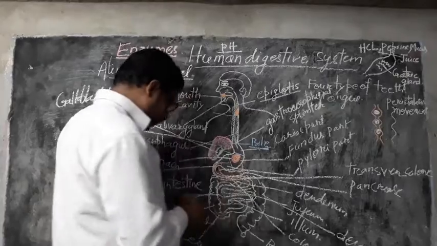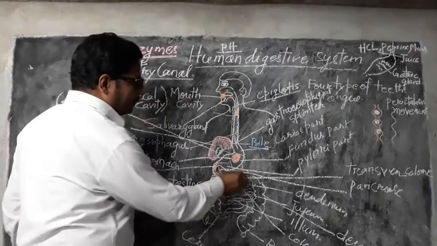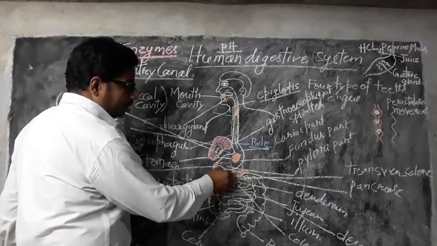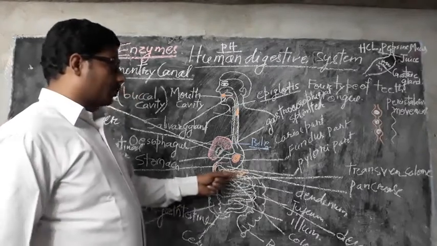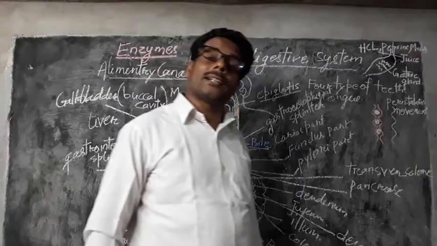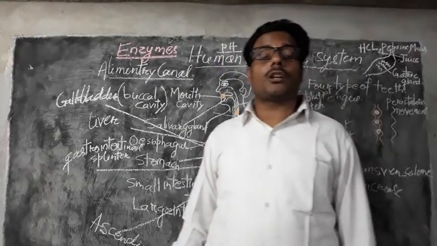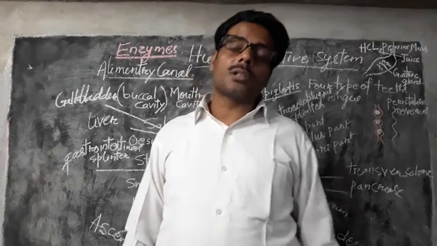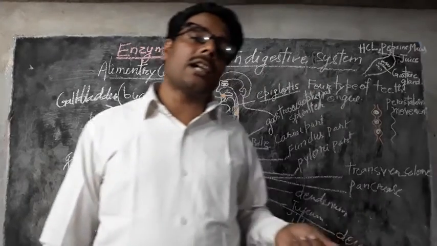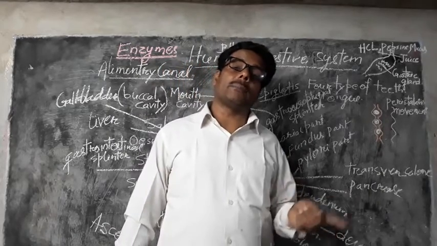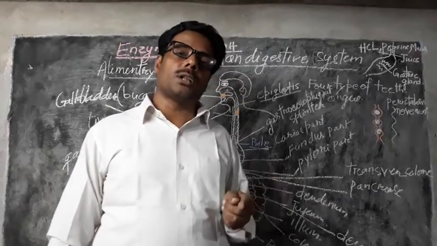Because the secretion from both the places, from the pancreas, because the pancreas also secretes pancreatic juice. The pancreas, also known as islet of Langerhans, releases enzymes which provide the alkaline, basic medium for the food.